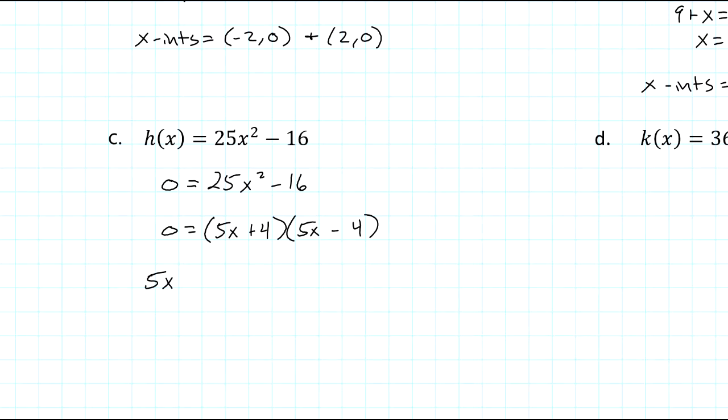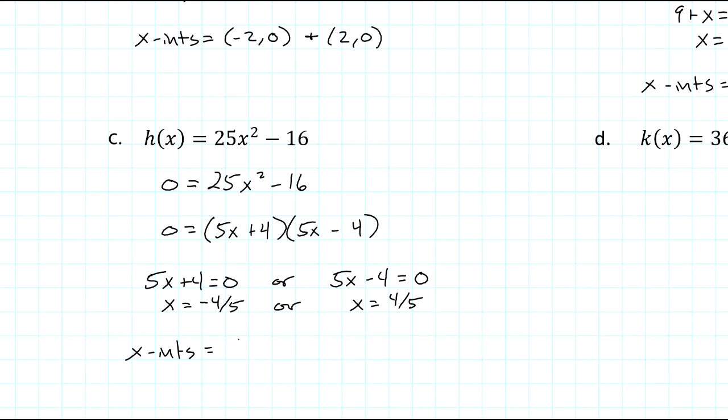You now say 5x plus 4 equals 0, or 5x minus 4 equals 0. Solving for x, we get x equals negative 4 over 5, or x is going to equal a positive 4 over 5. So the x-intercepts are the points negative 4/5, comma 0, and positive 4/5, comma 0.